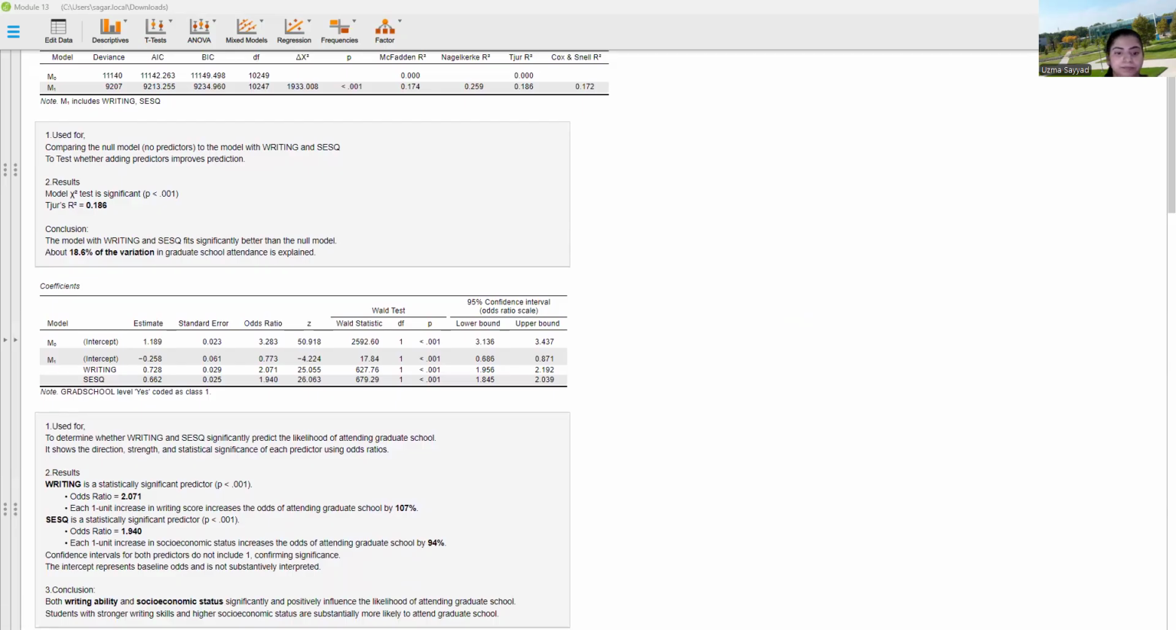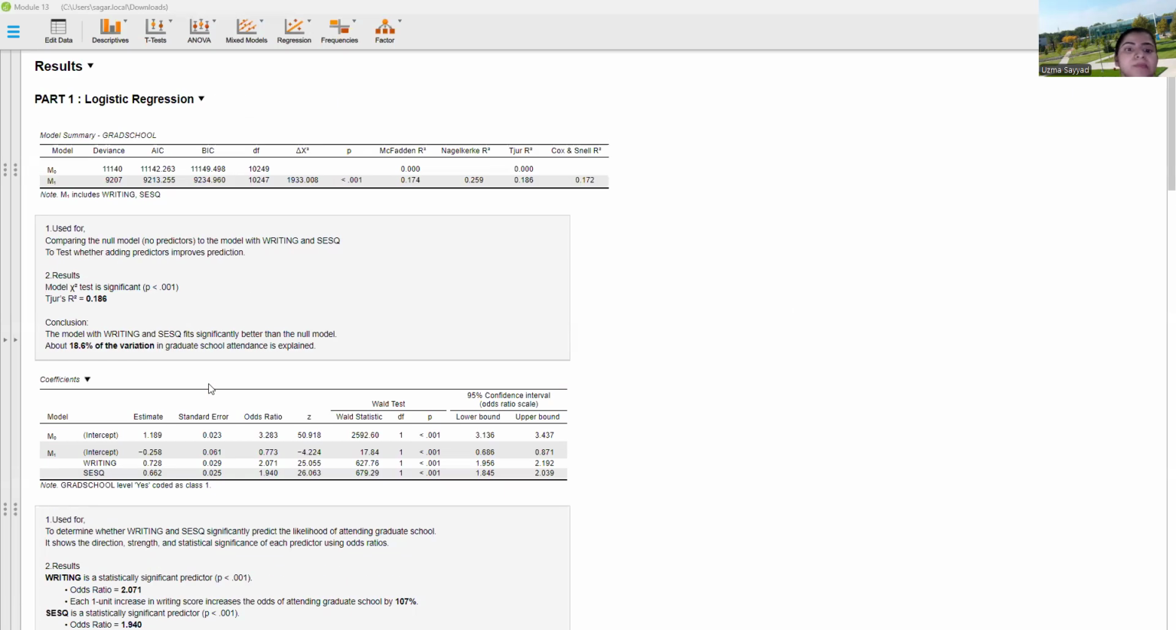Part 1, logistic regression, grad school. Part 1 examines whether writing ability and socioeconomic status predict the likelihood of attending graduate school. Both predictors are continuous variables and are included as covariates in the model. I will first look at the model's summary table.